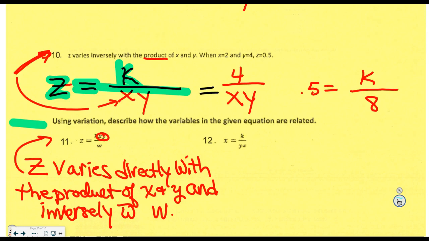All right, so you are right, Jay. It's x varies inversely with, what are you dividing by? The product, there we go, of what? Y and Z. Yes, it is z. Y and z. So you are nearly done.